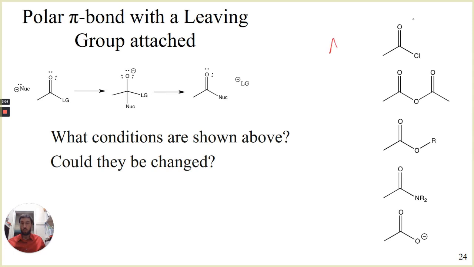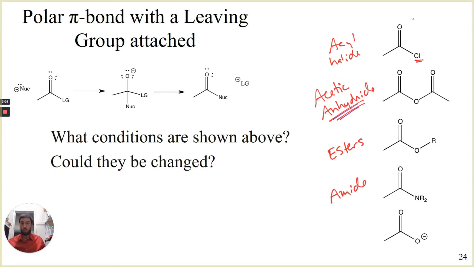So we're looking at acyl halides. In this case, it's particular to chlorine, so it would be an acyl chloride. We have acetic anhydride, the primary category being anhydrides. We then have our esters. We have amides, and then we have carboxylates.